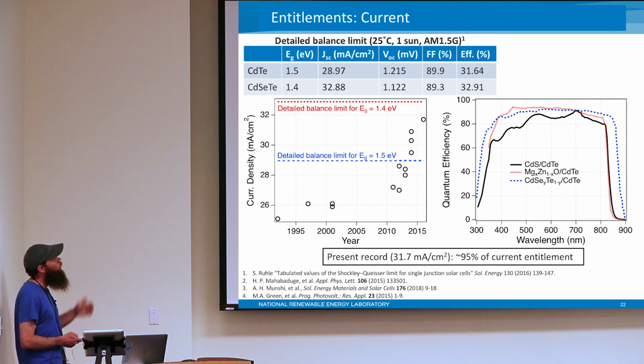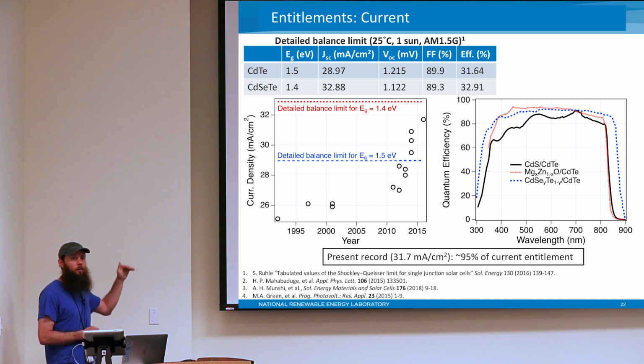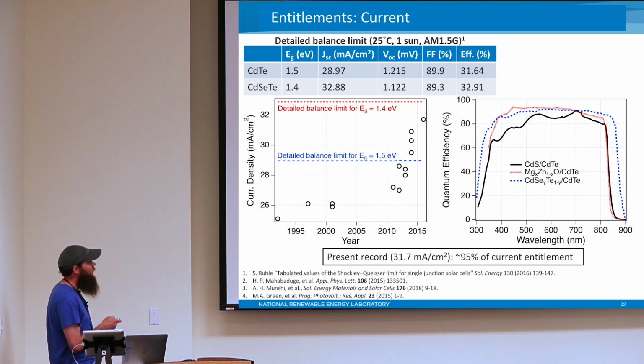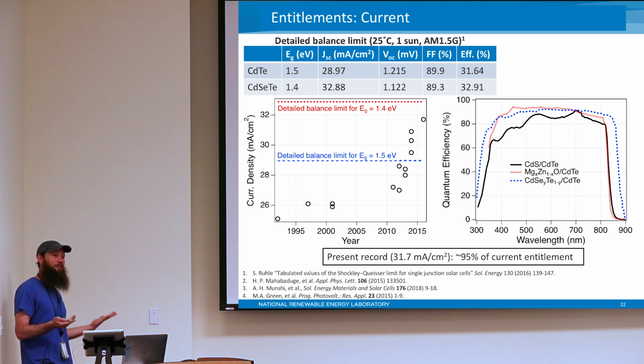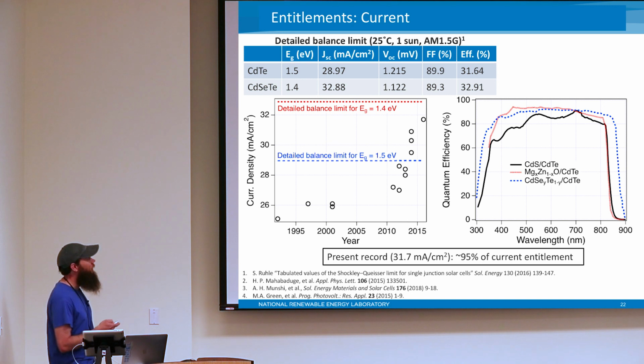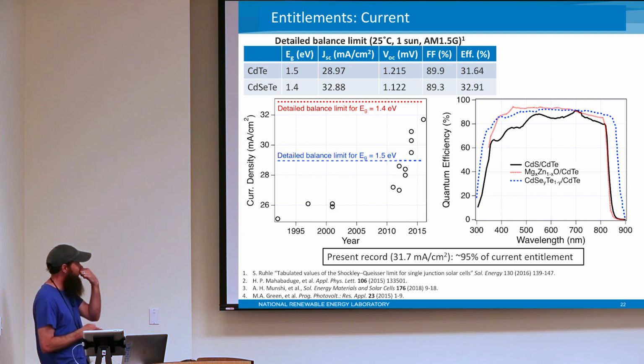Okay, so when we look at what cadmium telluride has been doing historically in this third wave, we're starting out down here at about 25.1 milliamps per square centimeter, and we're seeing it go up, and then we pass the detailed balance limit for cadmium telluride of 1.5 eV. So clearly there's something going on here, right? These were certified measurements, and we're getting up much closer to this 1.4 eV.